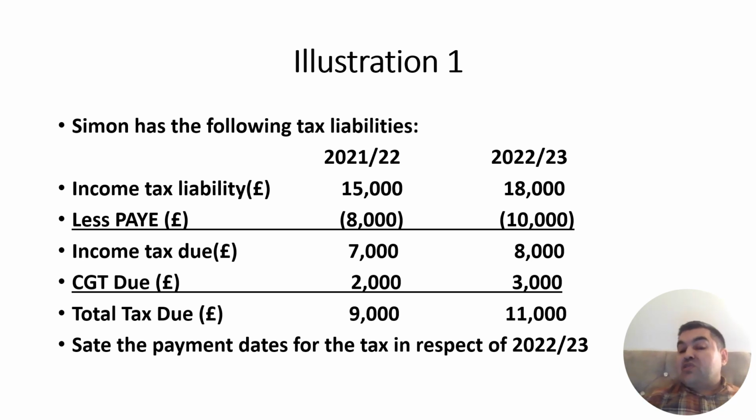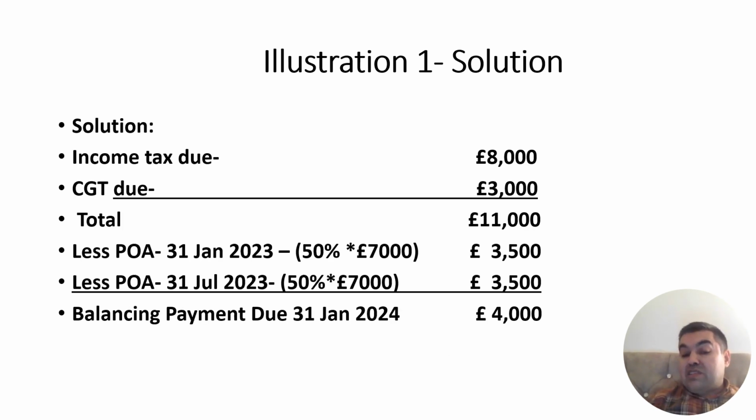The following year is 2022-23 in our case. So when he is paying taxes for 2022-23, he has already paid tax in advance of that 7,000, and we need to make sure we deduct this. You can see on the following slide: for 2022-23, income tax due is 8,000, CGT is 3,000, so the total taxes is 11,000. Because of the payment on account system, he already paid 7,000 in advance.